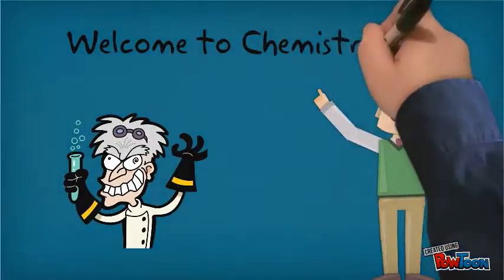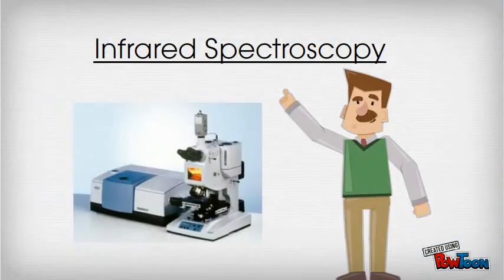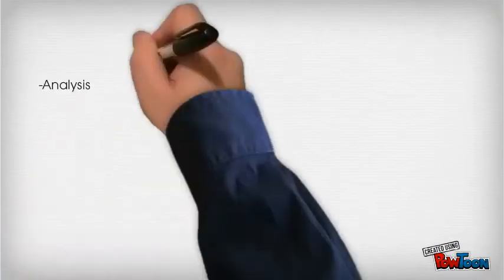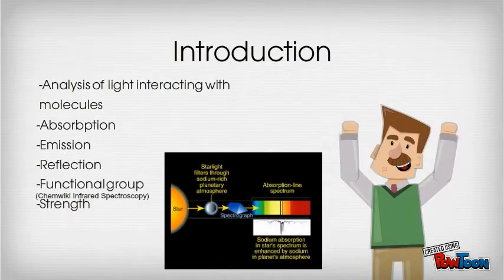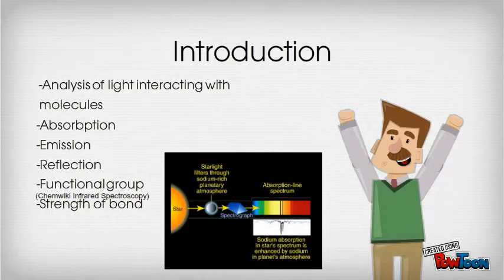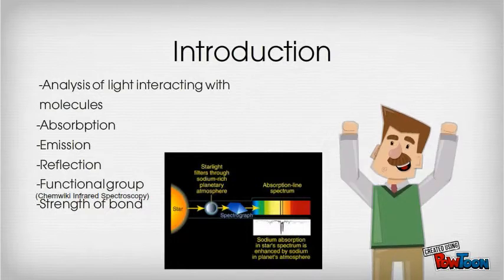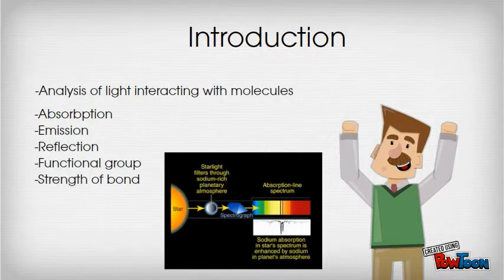Welcome to chemistry. Introduction. Infrared spectroscopy is the analysis of light interacting with molecules. It can be used to measure absorption, emission, and reflection of molecules. It can also be used to determine the functional groups of molecules. A functional group is a group of atoms responsible for the characteristic reactions of a particular compound. Lastly, it can be used to determine the strength of a bond.